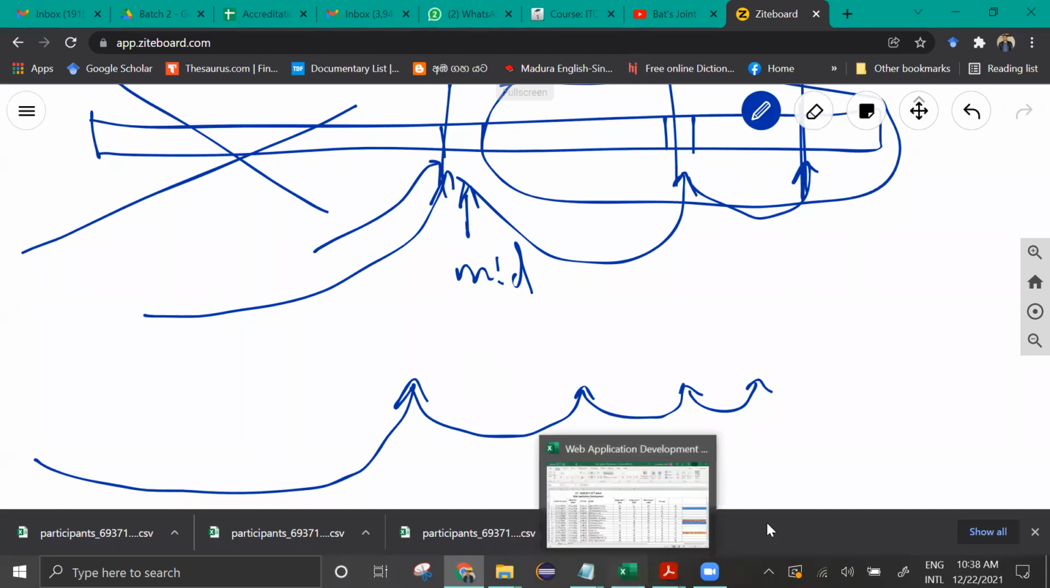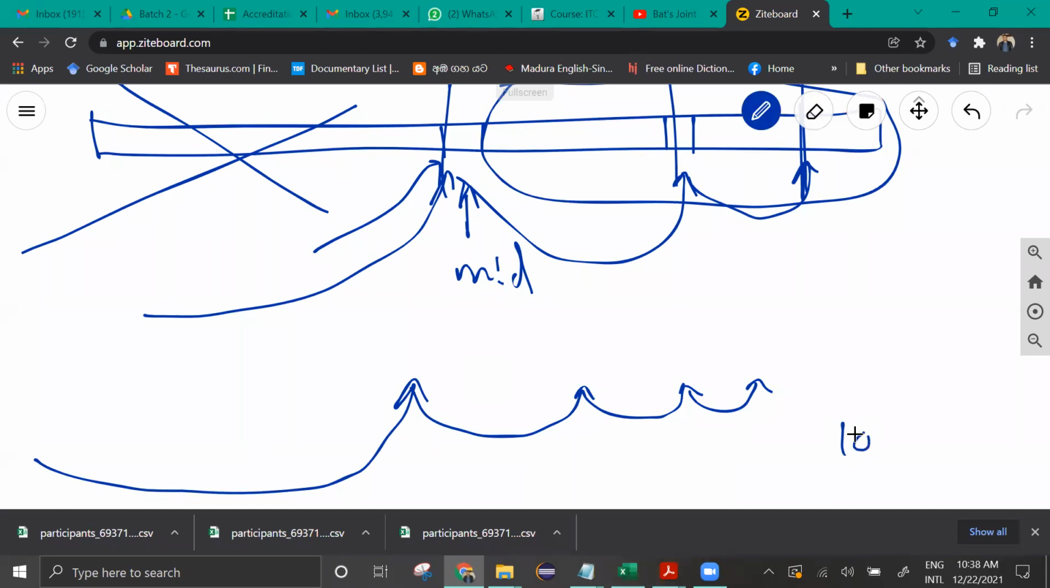So that is one characteristic of log n types.